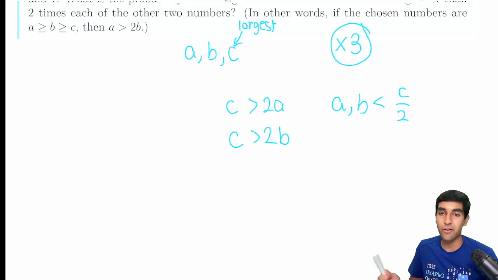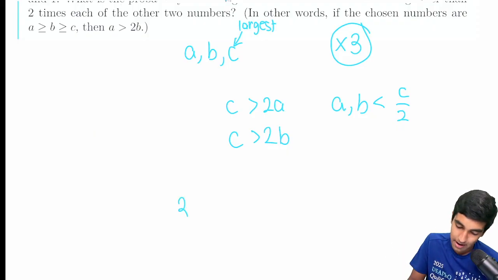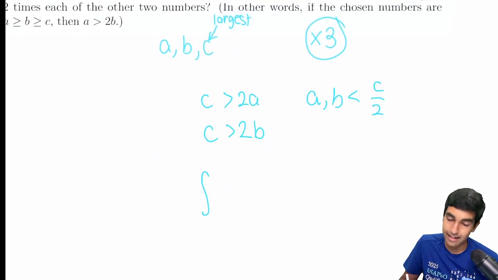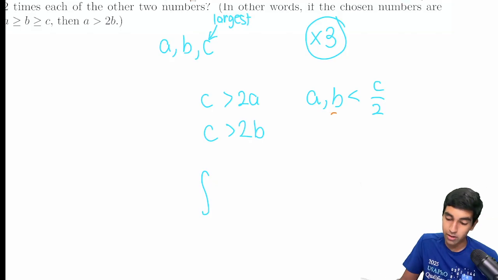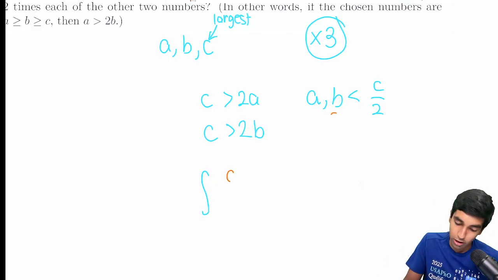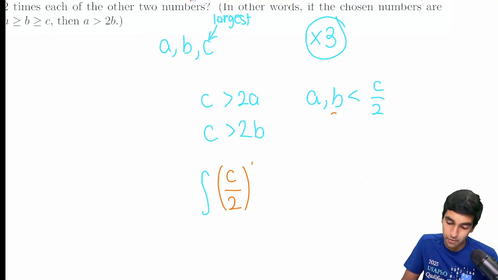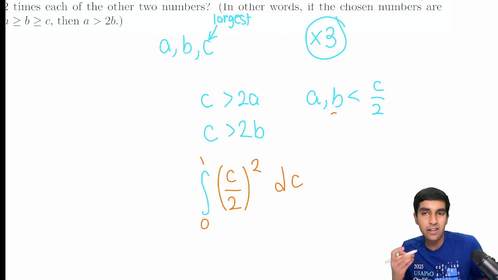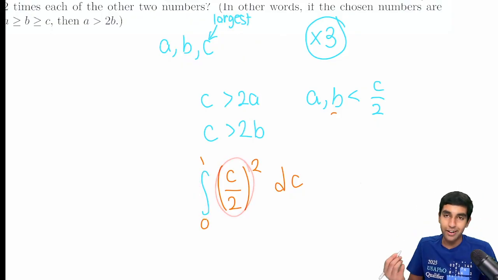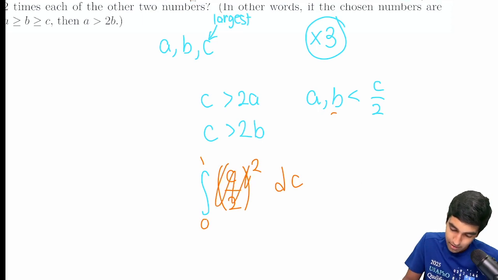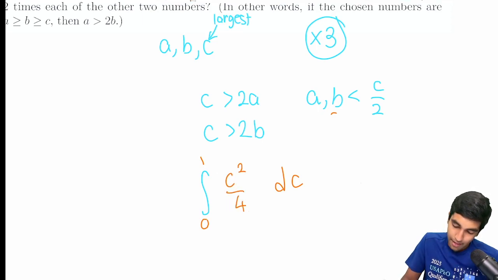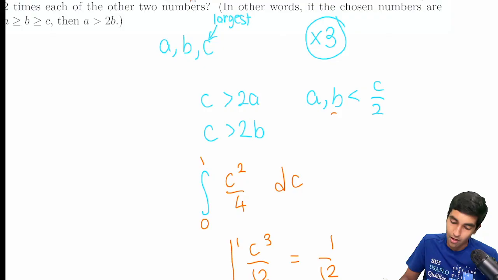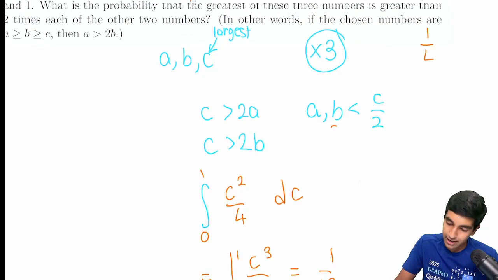Now, there's actually a really quick shortcut here using integrals, and this is the solution I did. So we have, of course, our times 3. We have the integral of: what's the probability A is less than C over 2? That's C over 2. What's the probability B is less than C over 2? Also C over 2. The probability is just the integral of (C over 2) squared dC from 0 to 1, because C can range from 0 to 1, and the probability for each value of C is just (C over 2) squared. This is a very simple integral. It becomes C squared over 4, and this is just C cubed over 12, from 0 to 1. That's just 1 over 12, and we multiply by 3 to get an answer of 1/4.